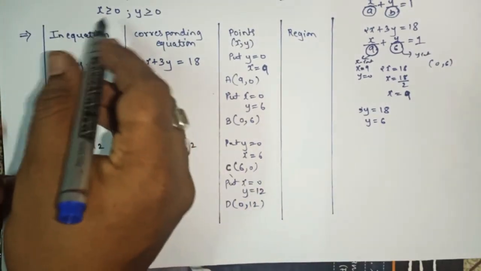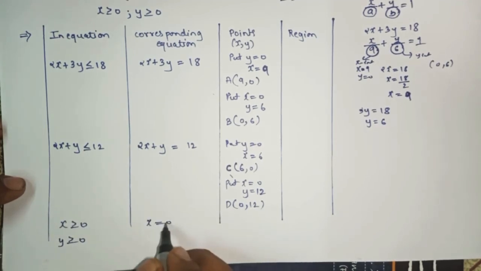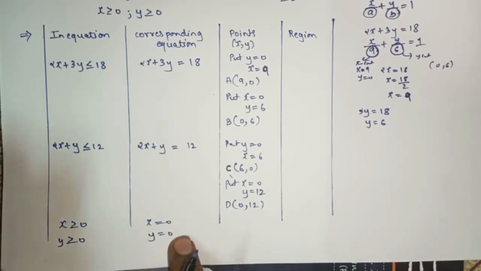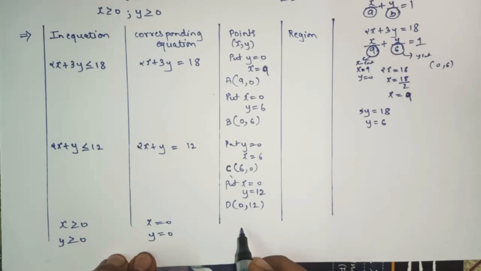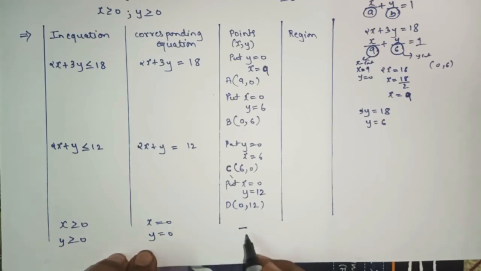And now what about these two parts? It means what? X greater than equal to 0, y greater than equal to 0. So x will be equal to 0 and y will be equal to 0 when you convert this into the corresponding equation. Okay, for this no point will be there. It will be 0 comma 0 only. Remember, no need of writing any point.